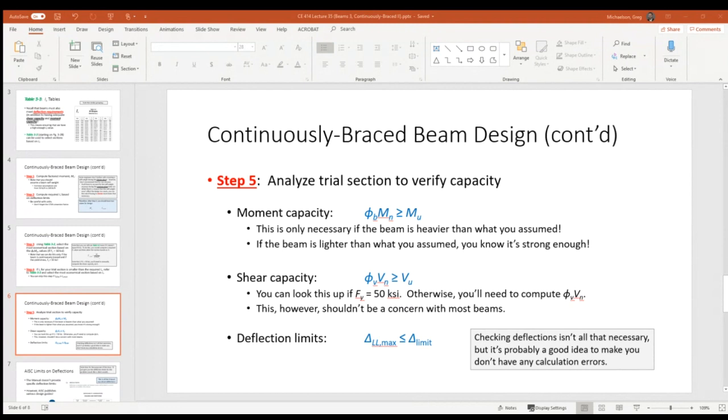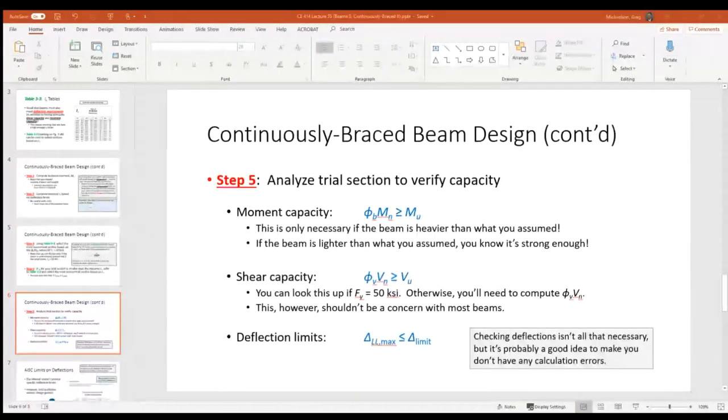You need to go back and update your moments. Same thing with the shears. You do need to update your shears, but again, you're going to see your shear capacity is just not going to be a problem. I can't imagine a common steel beam design problem where shear is an issue. We're going to check it, but it's just not going to be a problem.